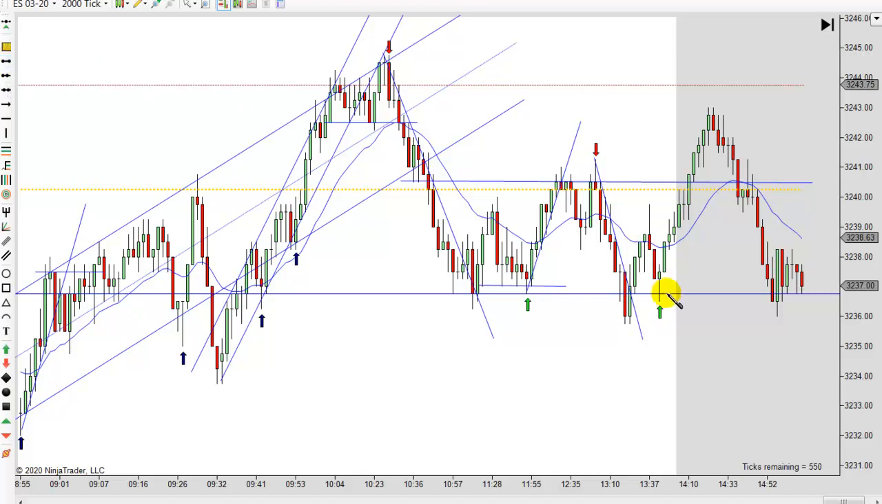And the way I would play this is I'd draw my trend line up through here. It looks like there could be one right here, but it doesn't really fit well there. So I'm going to move it over here and go from here.